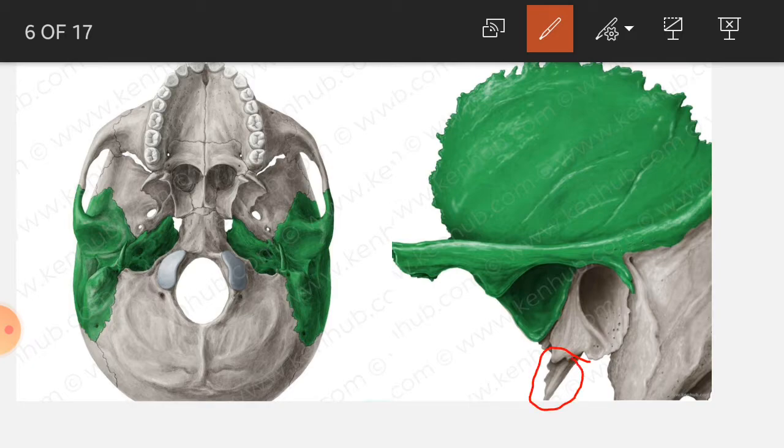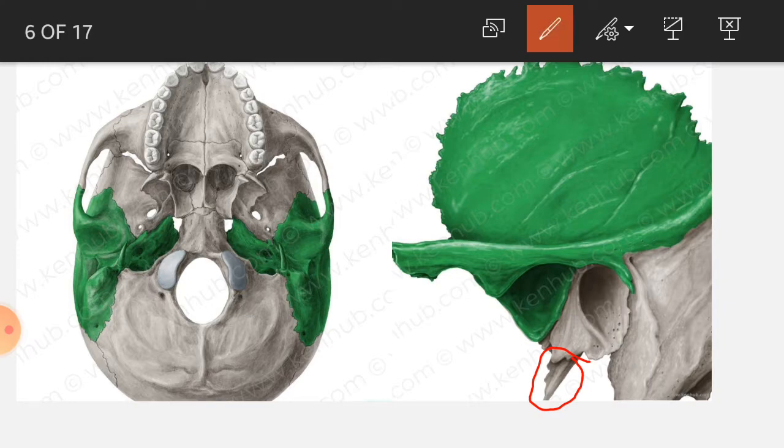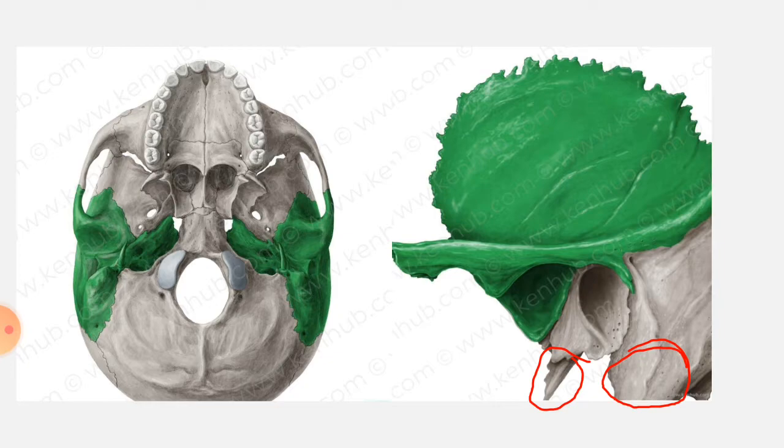This one over here is the styloid process, and this is a spine-like structure, a very sharp structure, and we know that the styloid process gives attachment to various muscles. Next is this part over here, which is the mastoid process, and I have already told you that you can feel it behind your ear, and it contains mastoid air cells.